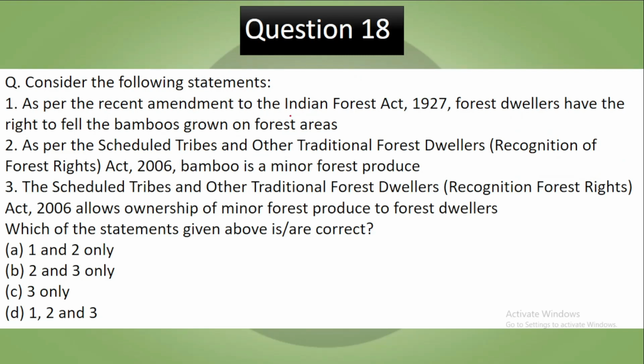As per the recent amendment in the Indian Forest Act 1927, forest dwellers have the right to fell the bamboos grown on the forest areas. As per the Scheduled Tribes and Other Traditional Forest Dwellers Act of 2006, bamboo is a minor forest produce. The Scheduled Tribes and Other Traditional Forest Dwellers Act of 2006 allows ownership of minor forest produce to the forest dwellers. Pause the video, try to think about it. Now let's see the answer.